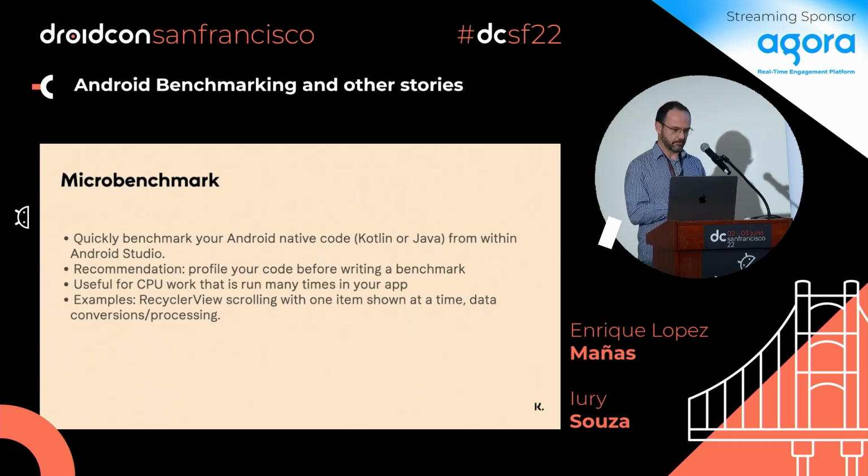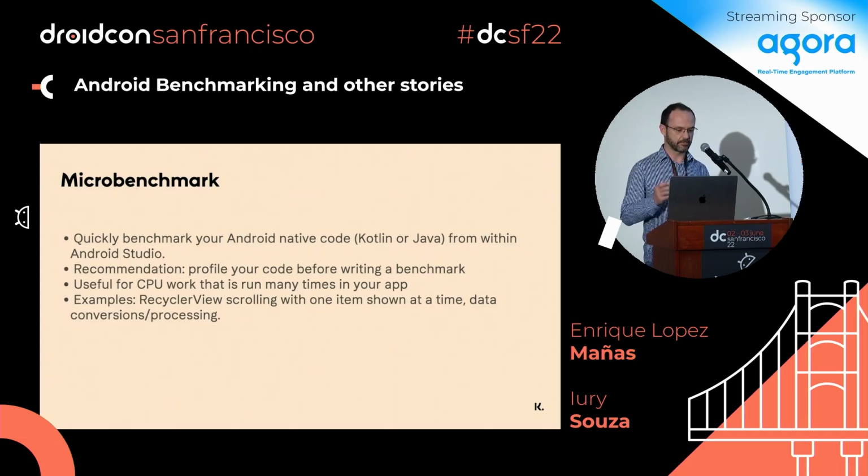Now, microbenchmarking. Micro comes from the Greek for small, and it serves us to execute benchmarks on our Android native code from within Android Studio. We should actually profile the code before writing benchmarks. The idea is that we can identify where problems are happening, see those bottlenecks, and then do a bit more smart microbenchmarking instead of just writing benchmarks without any scientific base. So it's useful for CPU work that will be running many times on our app.